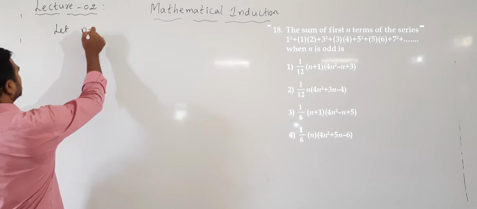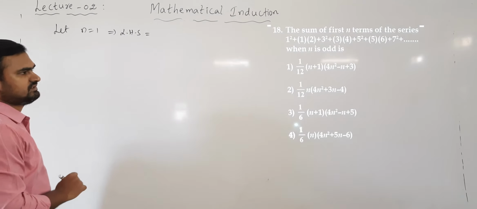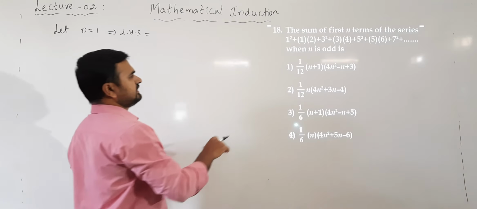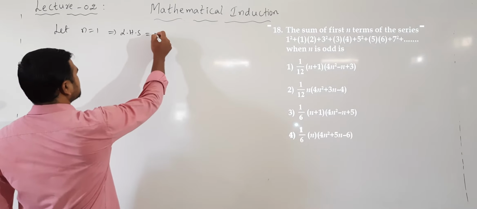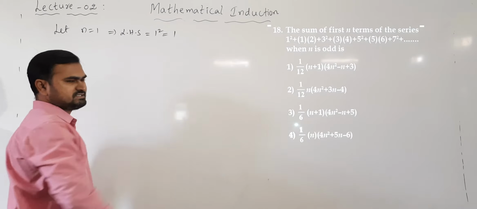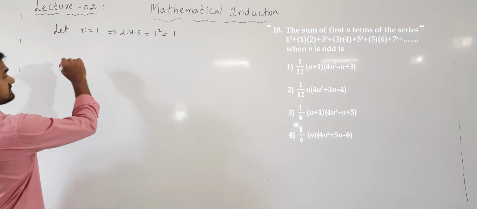Let us take n equal to 1. Now when n is 1, what is the left hand side value? Sum up to n terms. So n is 1 means sum up to first term, which is 1 square here. So left hand side is 1. Now substitute n equal to 1 in the options. See which option will satisfy.